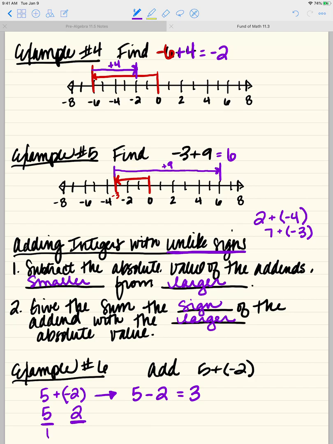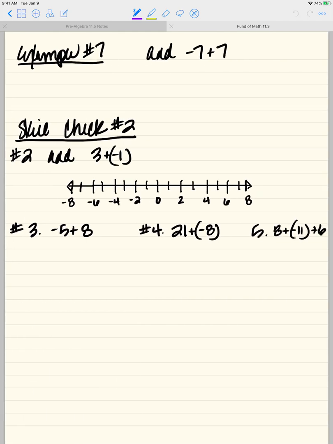Okay? Step number 2 says give this the sign of the addend with the larger absolute value. So which one had a larger absolute value, 5 or 2? Well, 5 did. In our original problem, what sign did 5 have? Was 5 positive or was 5 negative? 5 is positive, so 3, the answer, stays positive. So 5 plus -2 is positive 3.